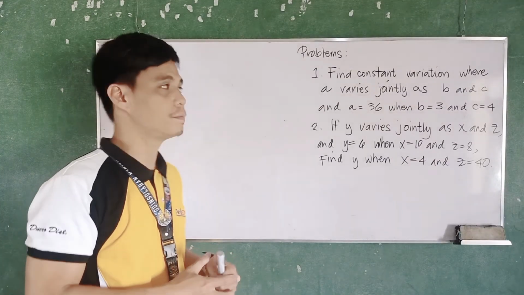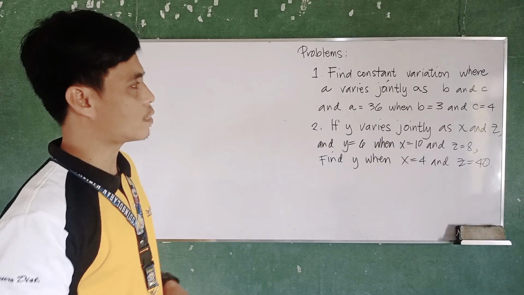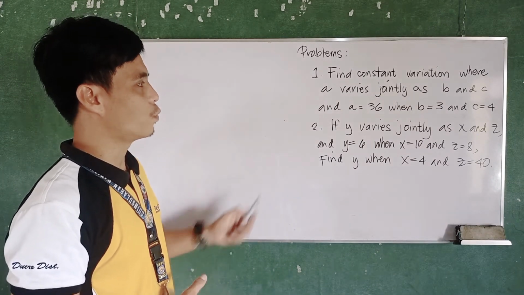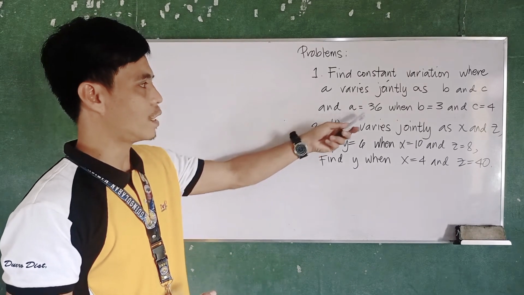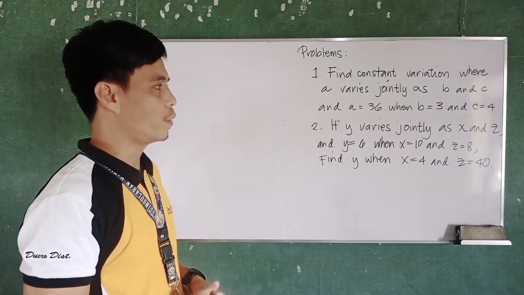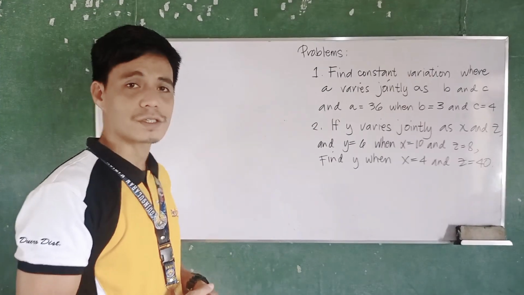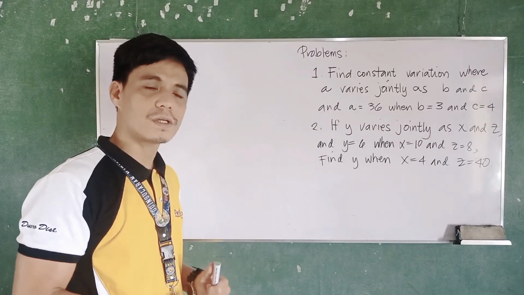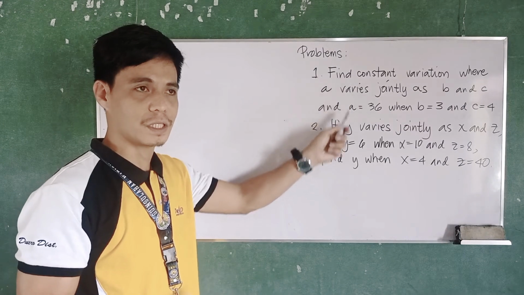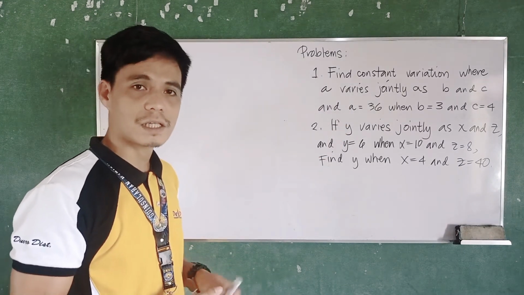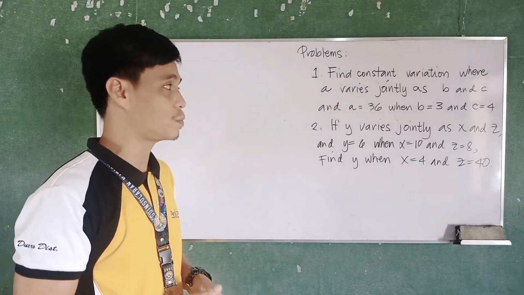Problem number 1. So, find constant variation where A varies jointly as B and C and your A is 36 when B is 3 and C is 4. So, unang-unang gagawin natin dito guys is to analyze what is happening here. So, ita-translate natin siya into a mathematical symbol.